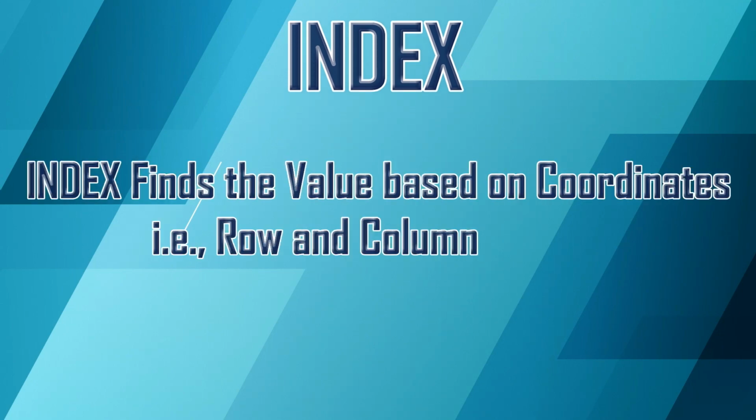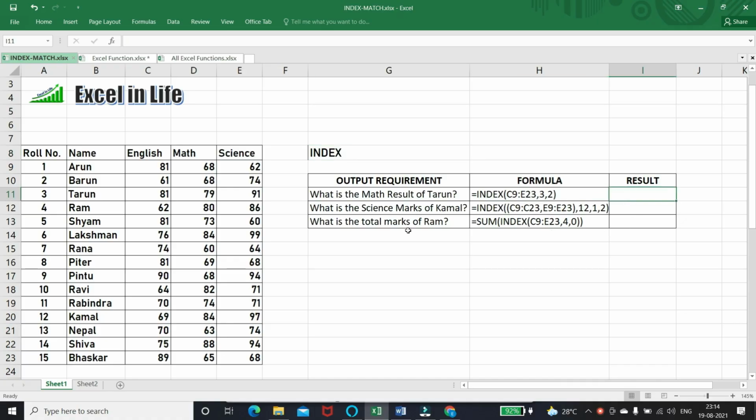Let us first understand the INDEX function. INDEX finds the value based on coordinates, that is, row and column number. Let us see these examples to understand the INDEX function better.